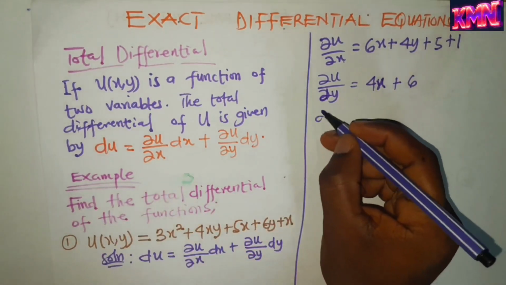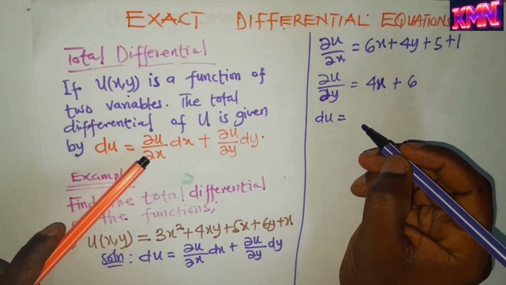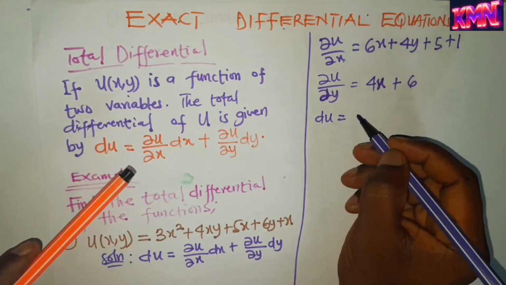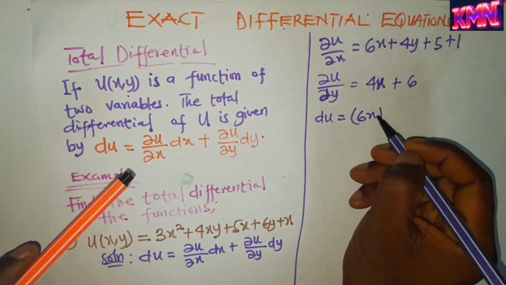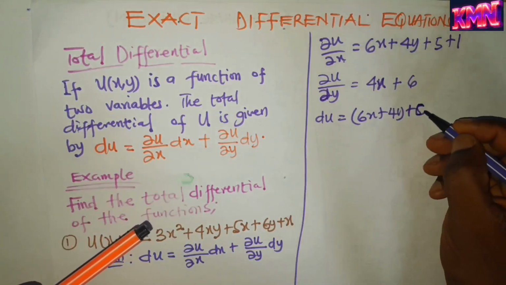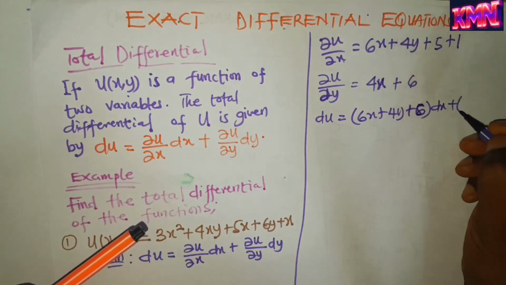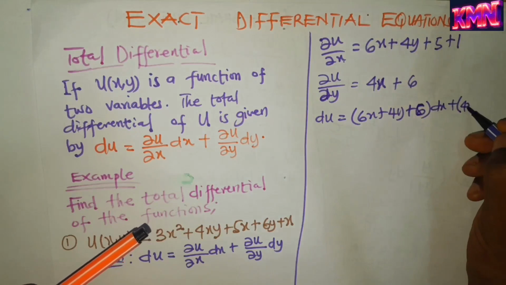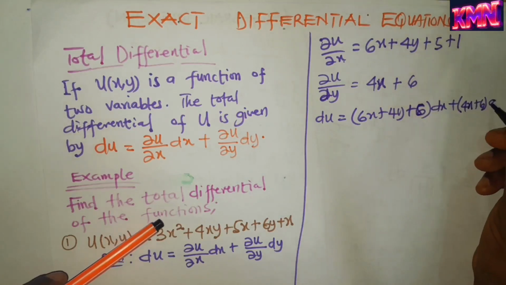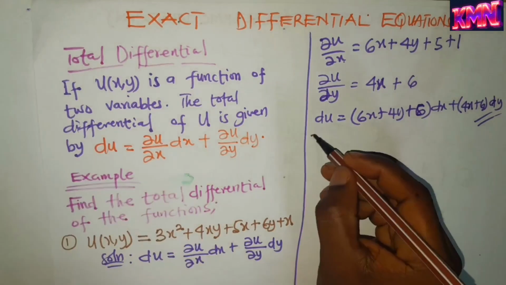Finally, our total derivative of u becomes: du equals the whole of that, so that will be 6x plus 4y plus 5 plus 1, that will be 6, plus 6, dx plus 4x plus 6 dy. And that is the solution for the total derivative of u. Let's take another example.